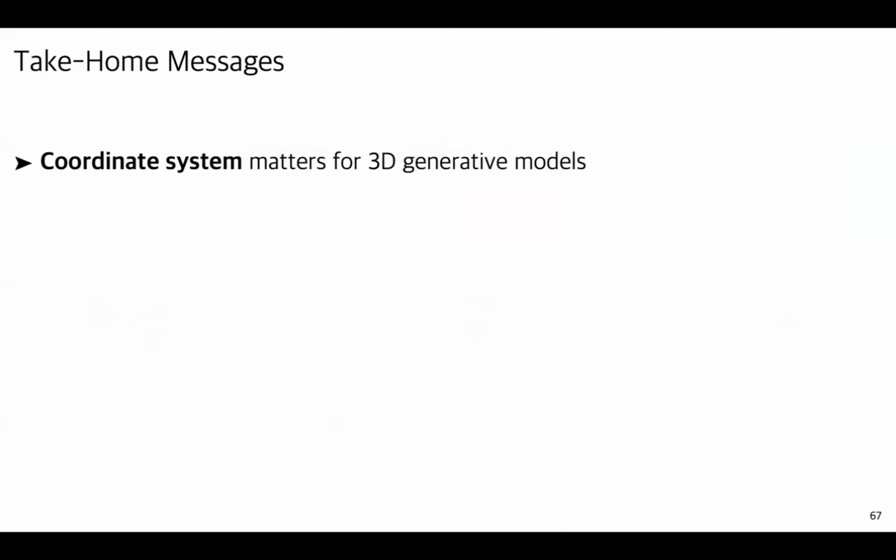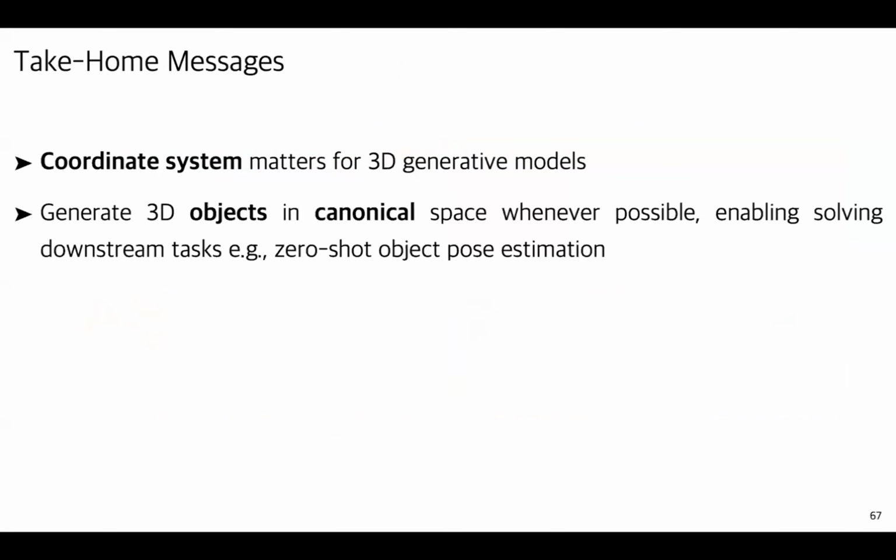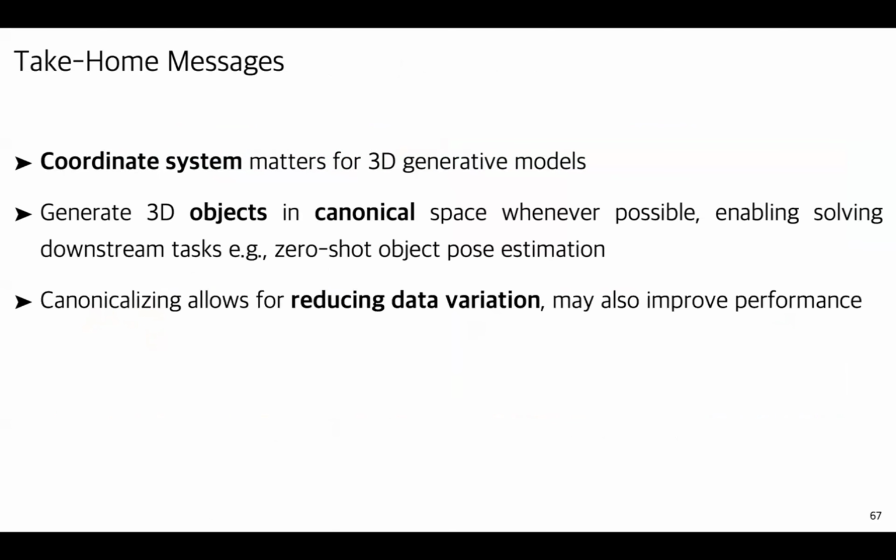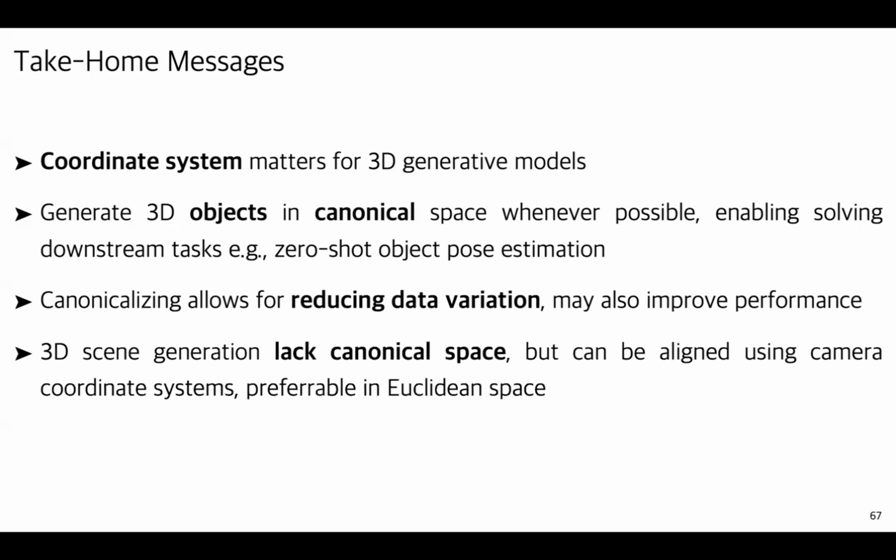With that, I would like to conclude my talk. So some take-home messages. A key message that I want to present here is coordinate system matters for 3D generative models. And we should generate 3D objects in the canonical space whenever possible. And this also enables solving downstream tasks like zero-shot object estimation. And also canonicalizing the objects can reduce the data variation. This may further improve the performance of the generative models.